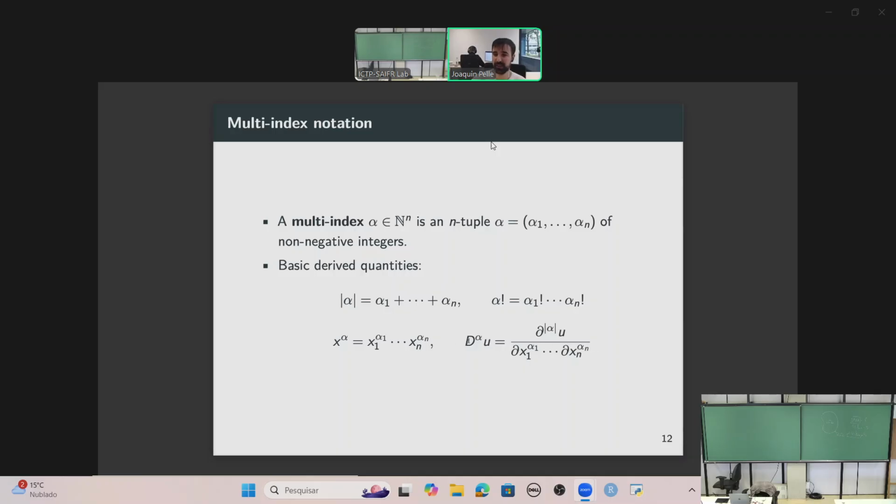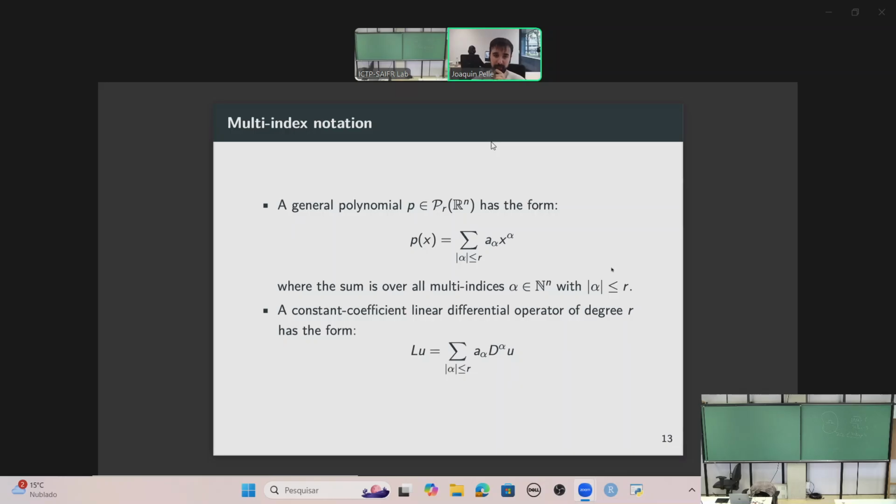So this is basically a handy way of writing a mixed derivative. And yeah, this is the main thing that we need this for. Other things that this makes more convenient is, for example, to write a polynomial in Rn.